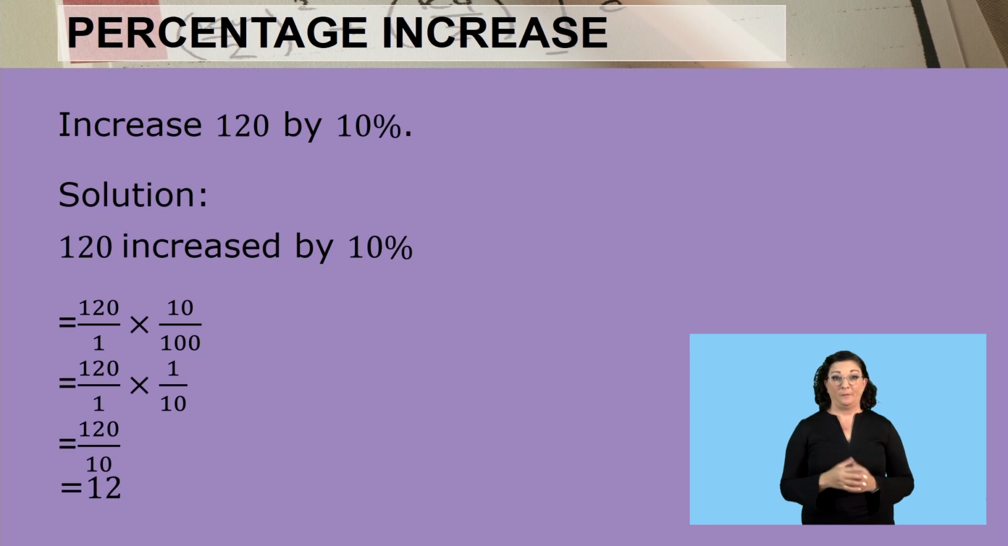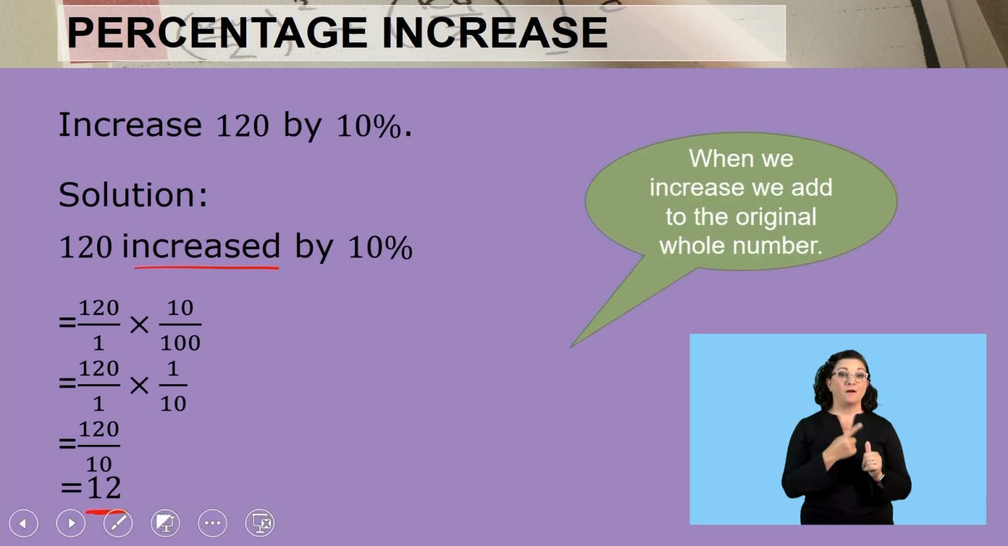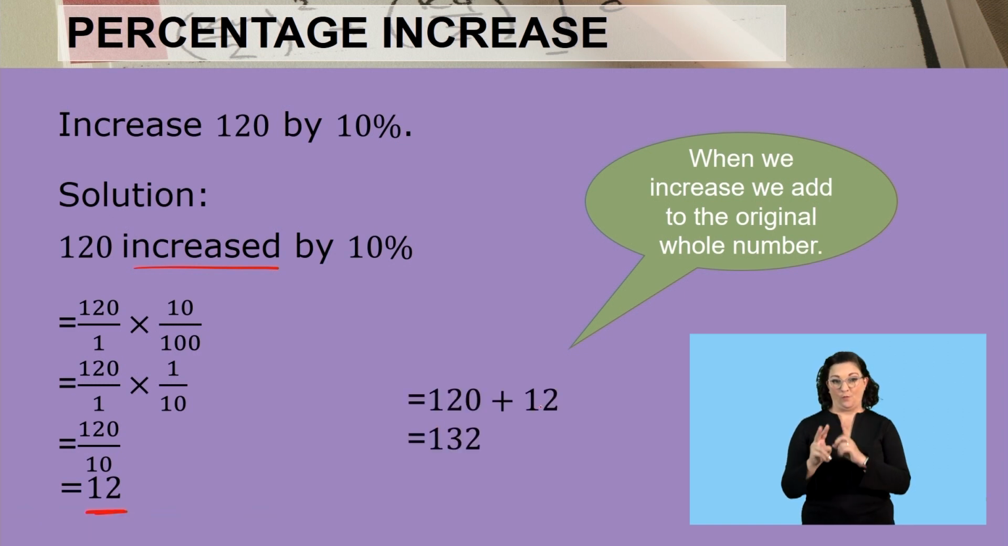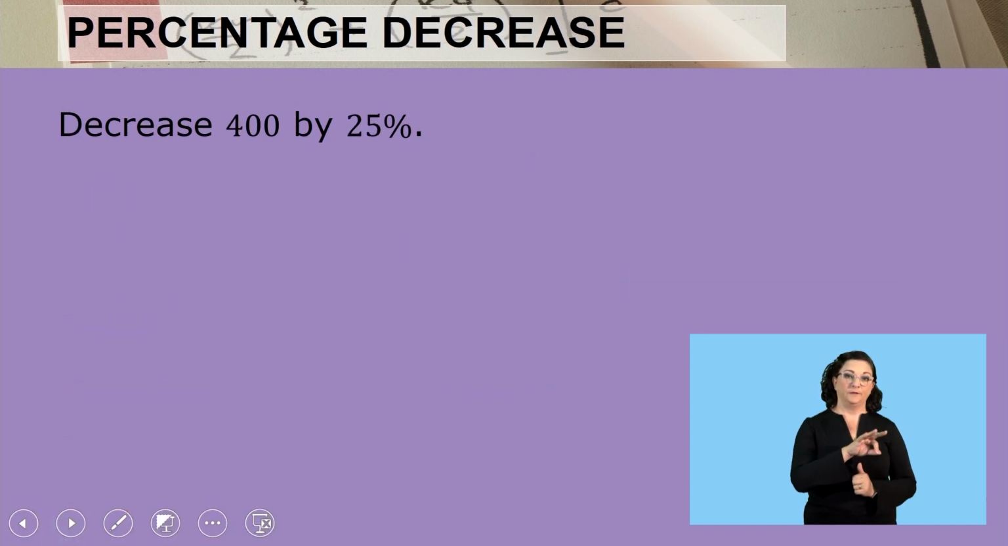But we are not done. This is just 10% of 120. Remember, we are increasing 120 by 10%. And therefore, remember, we must add to the original. This would be 120 plus 12, which gives you 132. 120 is increased by 12, gives you 132.